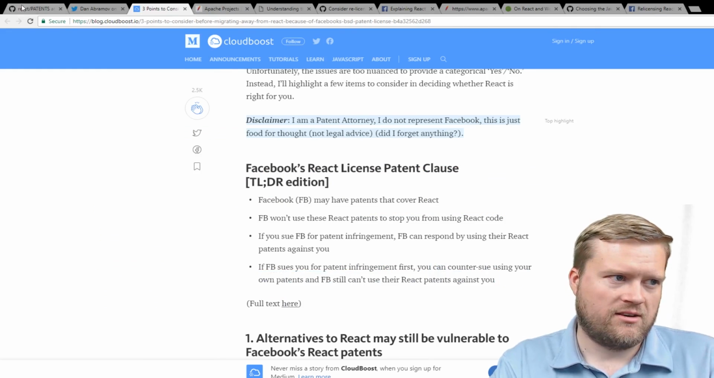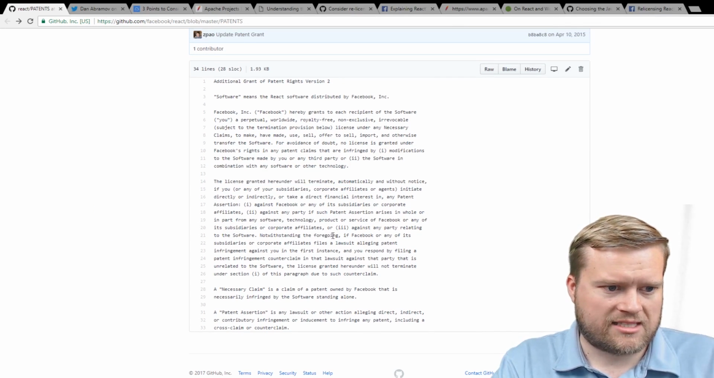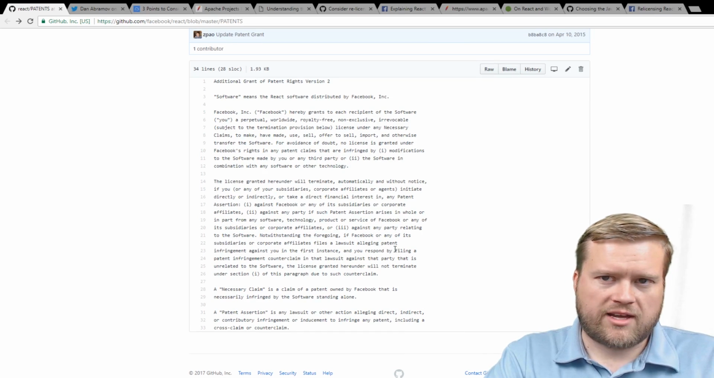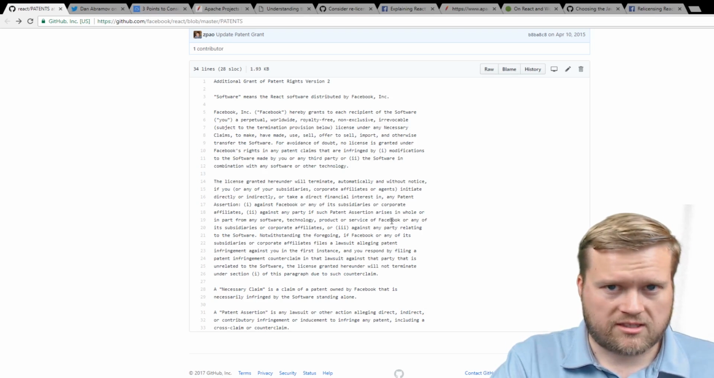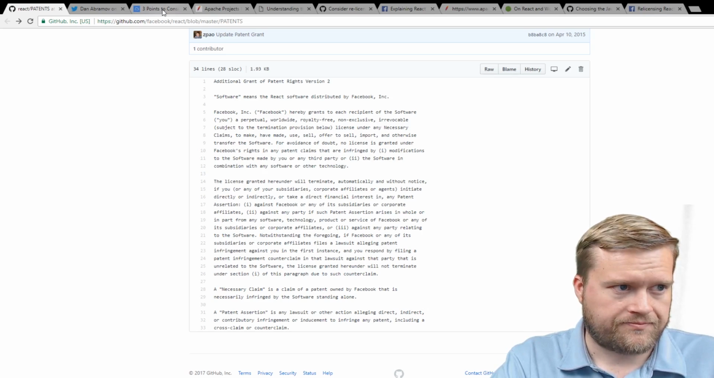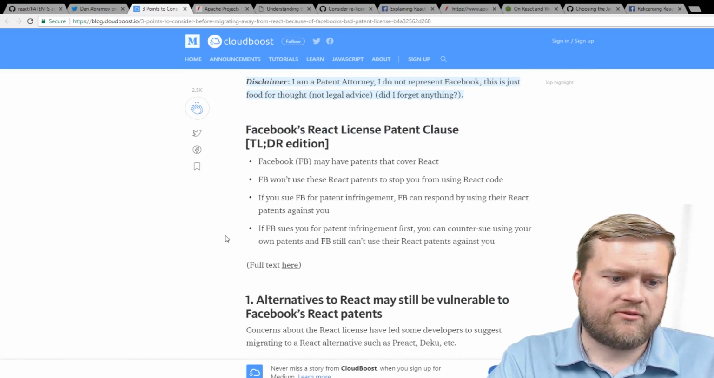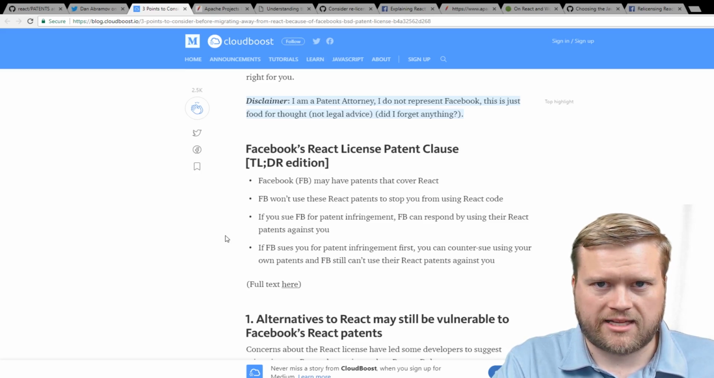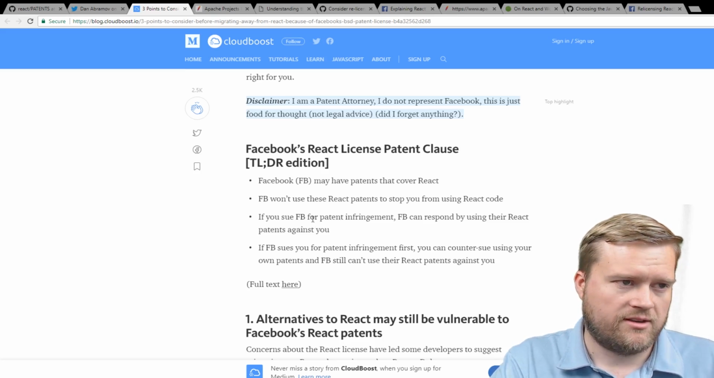If you go back to the actual text, it actually says that in Article 3 that, yes, if Facebook sues you first, then you have a little bit more protection. And then there were a lot of lawyers coming in and saying, well, you actually might even be more vulnerable if you don't use React, because then Facebook can just use the patents that they have on it and say, well, this technology is using this patent, and they can come after you.